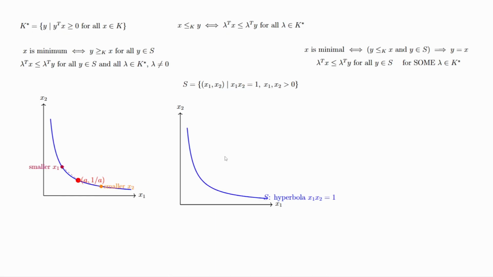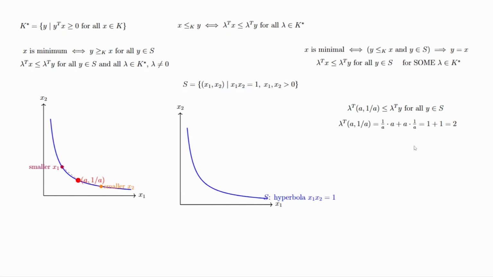Okay, but what about minimal elements? So let's take a point, again, A and 1 over A on the hyperbola. We ask, is it minimal? So remember, we have to find some lambda in the dual cone, which in this case is R2. And remember, R2 is self-dual, so K and K star are the same. And lambda is not equal to 0, such that the inner product between lambda and A and 1 over A is less than or equal to lambda transpose Y for all Y in S.